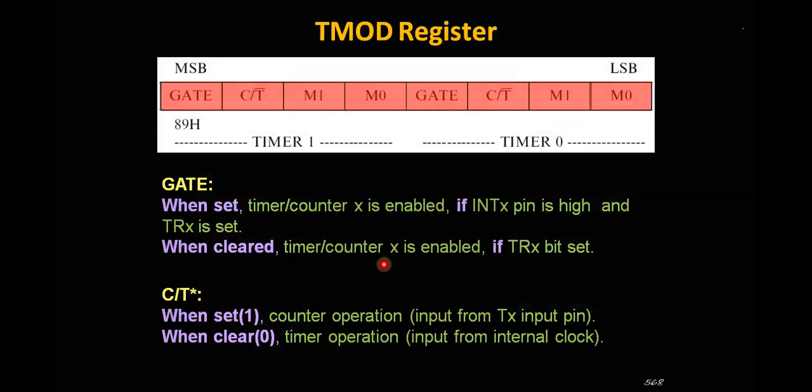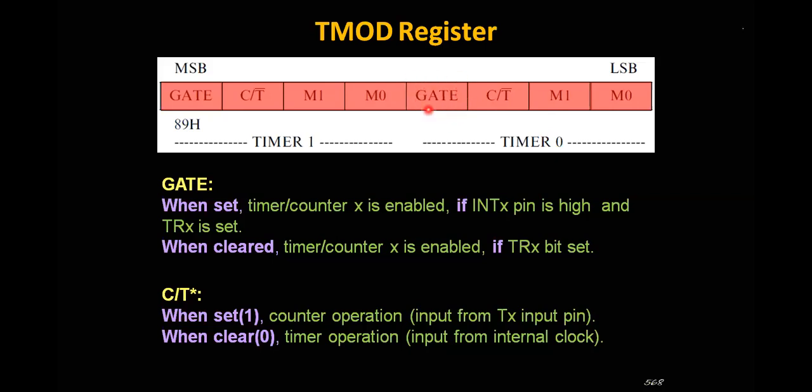In these timers, we are going to use two special function registers. Those are TMOD, the timer mode register, and TCON, the timer control register. This is the format of the TMOD register. It is an 8-bit register. The lower nibble is related to timer 0 and the higher nibble is related to timer 1. It consists of these gate bits. The gate bit decides whether to operate the timer by software means or hardware means.